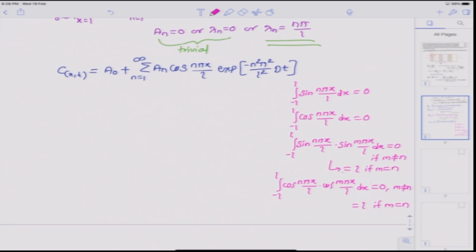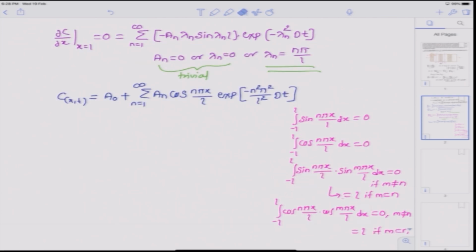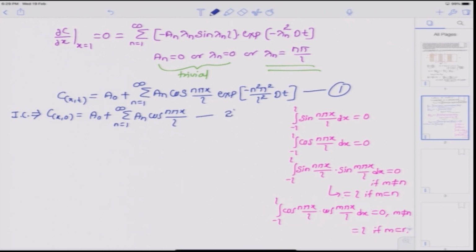So, to make use of this, let us first denote this equation as equation 1. Now, we have the equation for C of x t, which is given by equation 1. Now, we will use the initial condition. C of x 0 would be a 0 plus sigma n equal to 1 to infinity a n cos n pi x by L, and exponential 0 is 1. So, let us call this equation 2.